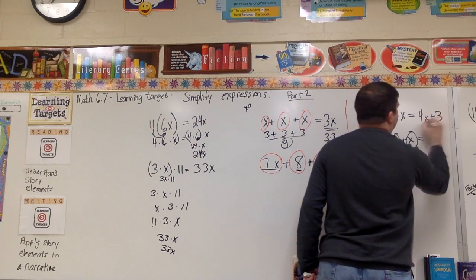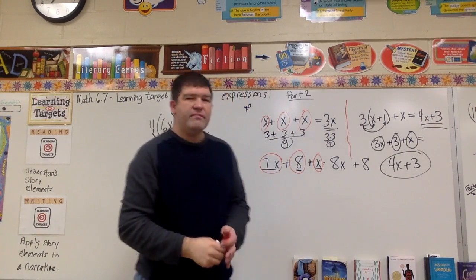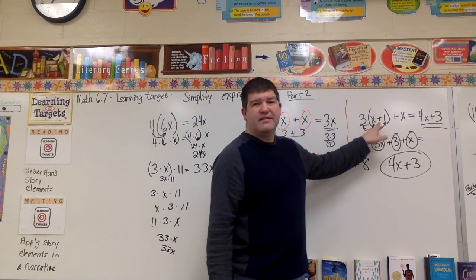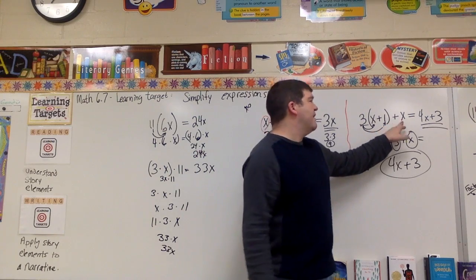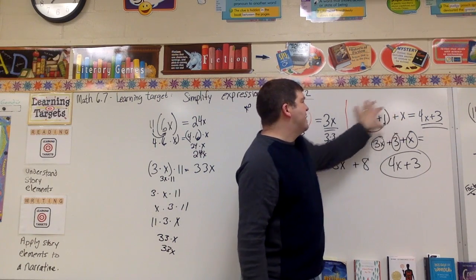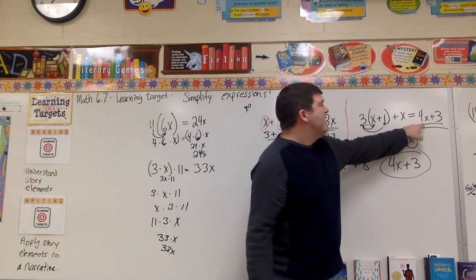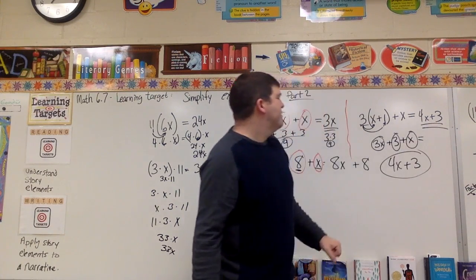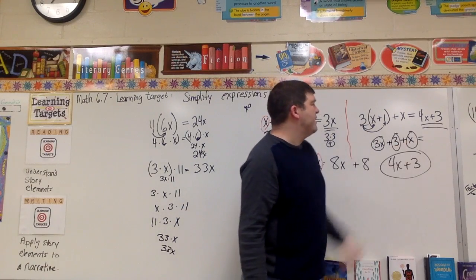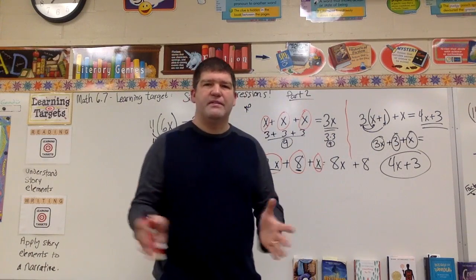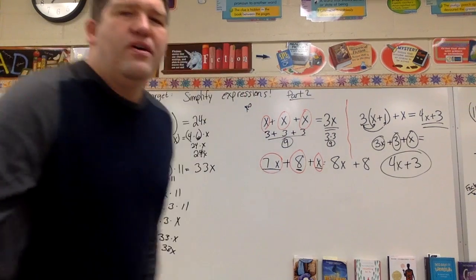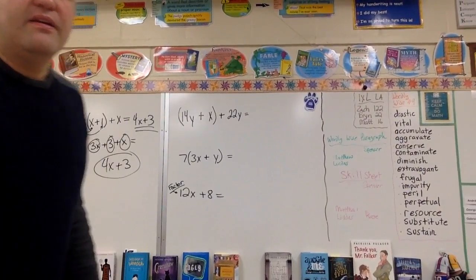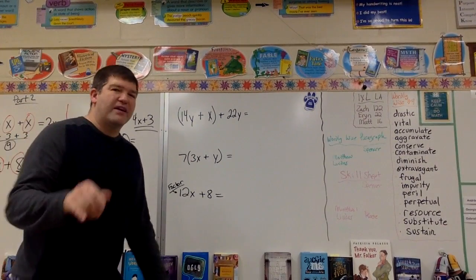4x plus 3. Okay? So isn't it much simpler? Instead of saying 3 parentheses x plus 1 and parentheses plus x, I can put this together in a certain way and say, oh, just do 4x plus 3. Here I have two terms, where here I had 1, 2, 3. Simplify, simplify, simplify.